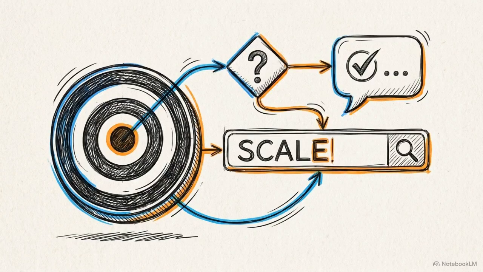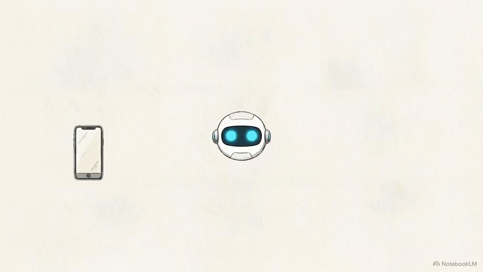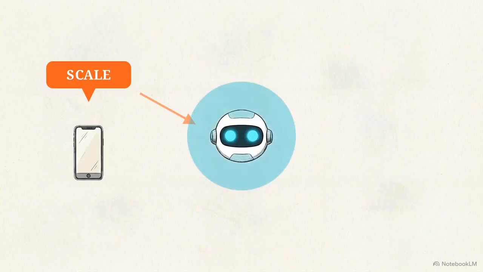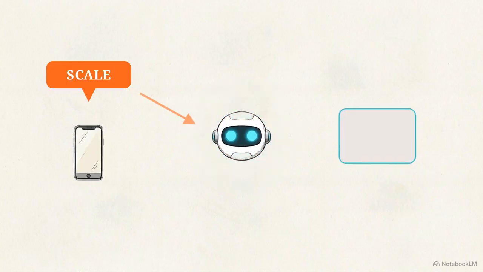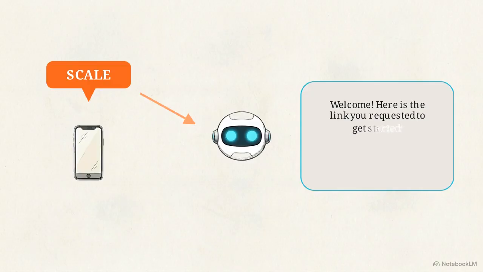We need to set a strict if-then condition. Tell the system to listen specifically for a user commenting the exact keyword scale on your posts. When that keyword is detected, the system will instantly push an automated direct message. Type in your welcome text, and be sure to leave a clear placeholder for where your checkout link will go.